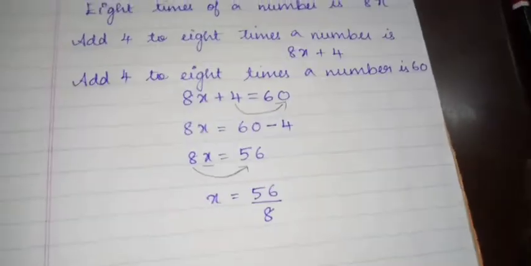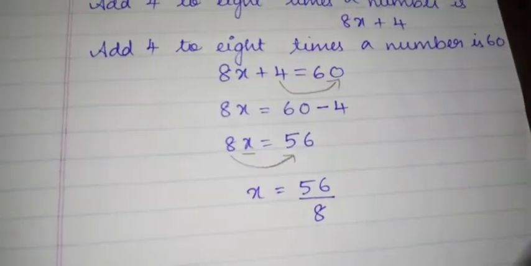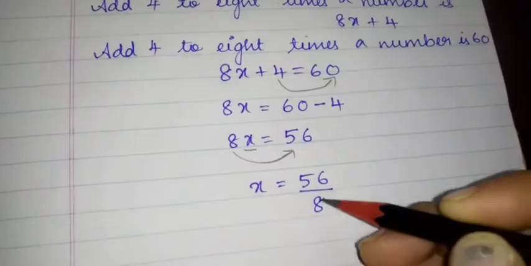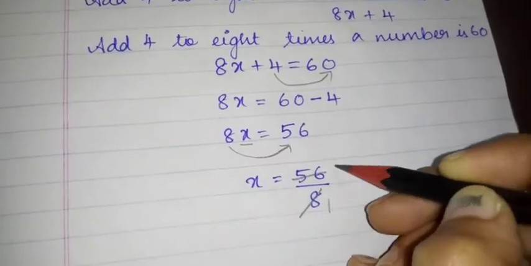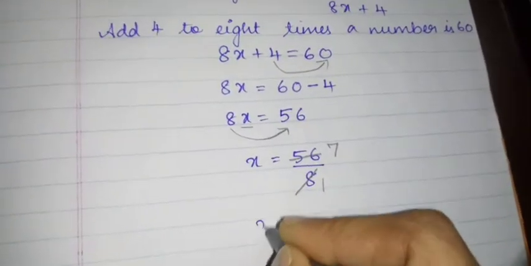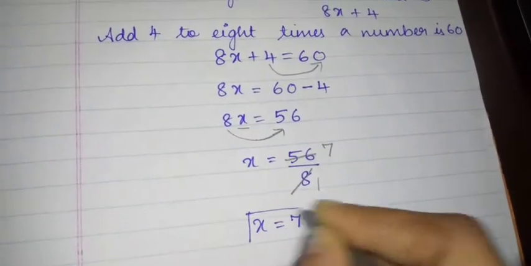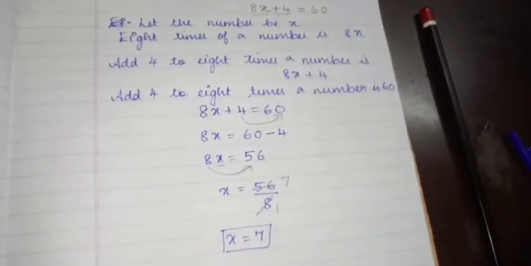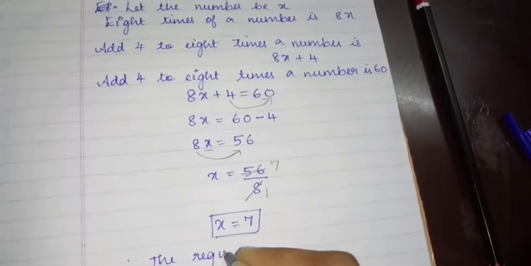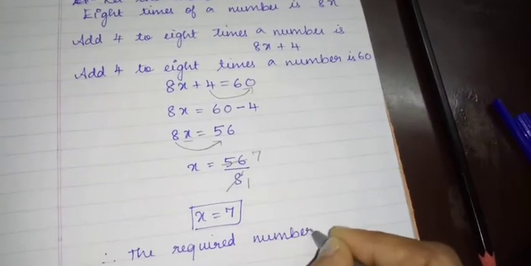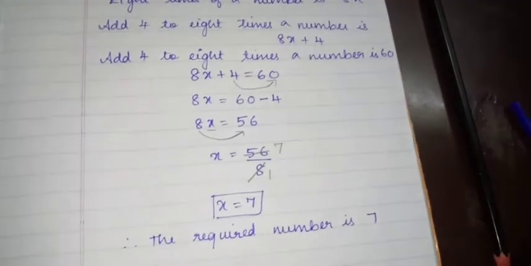Okay, 56 divided by 8. 8 ones are 8, 8 sevens are 56. x is equal to what? 7. So what is the value of x, children? 7. So therefore the required number is 7. I got the number as 7.